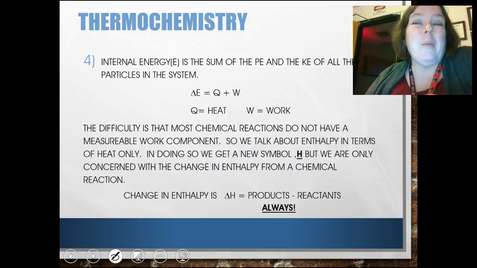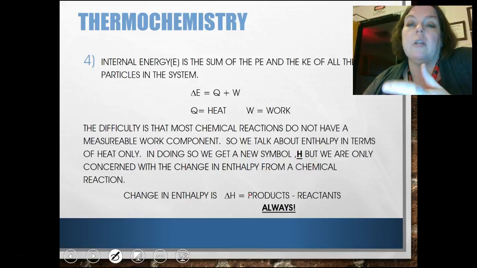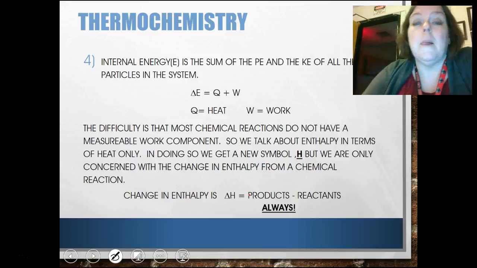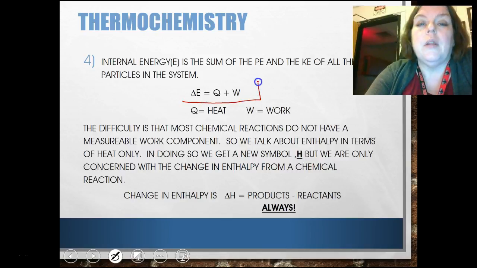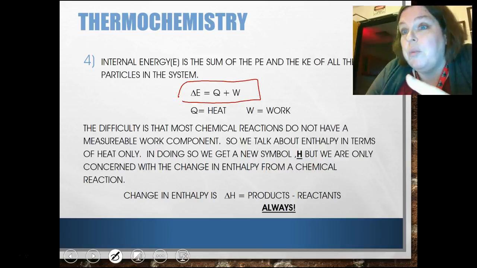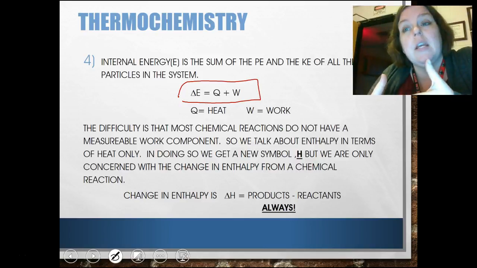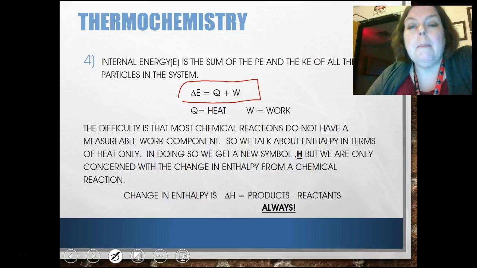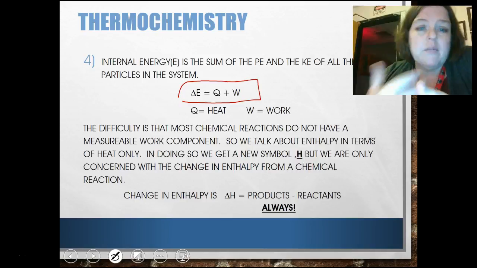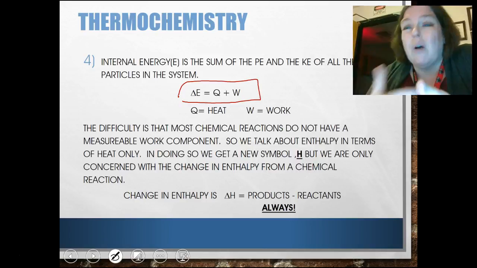Okay, so here we're back at this idea of internal energy is the sum of the potential and kinetic energy of all the particles in a system, and we can see that the change in energy here is equal to Q, which we've defined as heat, and W, which is work. So we can use that, especially when we're talking about gases being produced in a flexible container like a balloon. The problem is most reactions don't always involve gases, and they don't always involve flexible containers. So if they don't involve those things, we have no way of measuring the work.